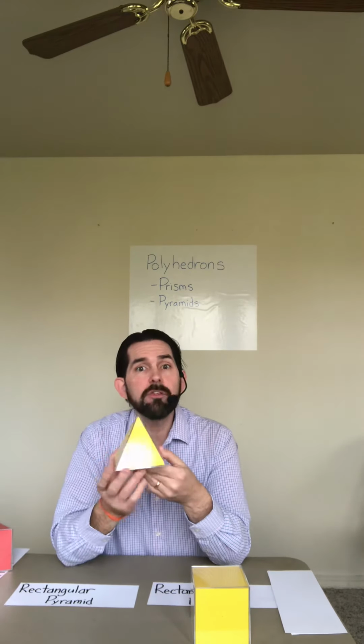All right, so we'll go ahead and take a look at our last prism, which would be a hexagonal prism, and it'll follow the same guidelines where it's got a hexagon base and then 6 lateral faces.